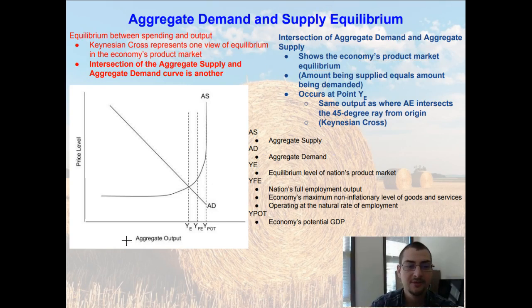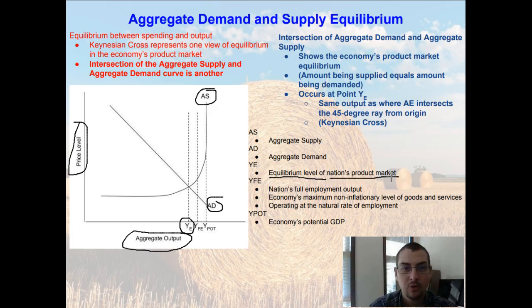So let's go ahead and talk about this graph real quick and what all is on this graph. First and foremost, you have price level over here on the vertical edge, and aggregate output down here on the horizontal line. You also have the aggregate supply curve, this aggregate demand curve, and this YE. That YE stands for the equilibrium level of the nation's product market output. Then you also have this YFE.